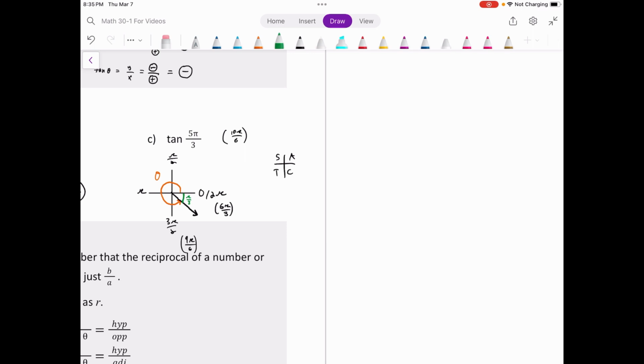So in quadrant 4, only cos is positive. Well, we don't have cos of 5 pi over 3 here. We have tan of 5 pi over 3. So what's it going to be? It's going to be negative. Tan of 5 pi over 3 will be negative.